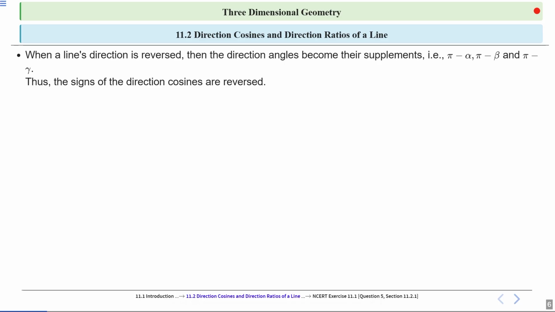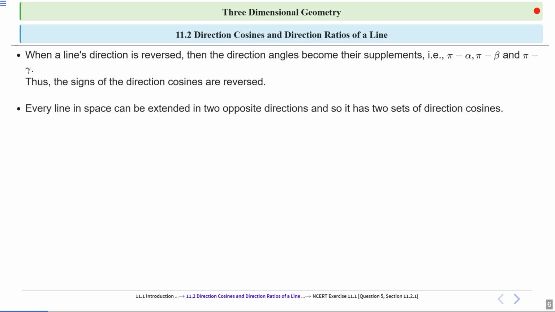Now, what happens when we reverse the direction of a line in three-dimensional space? When we do this, the direction angles of the line become their supplements. So that means if the original angles are alpha, beta and gamma, then the new angles are pi minus alpha, pi minus beta and pi minus gamma. Thus, the signs of the direction cosines are reversed.